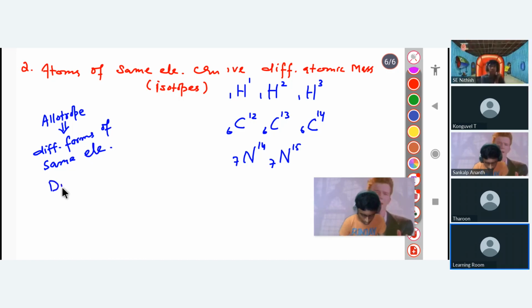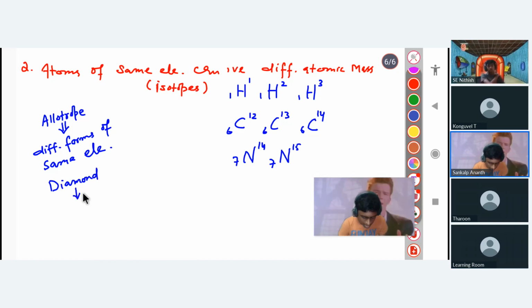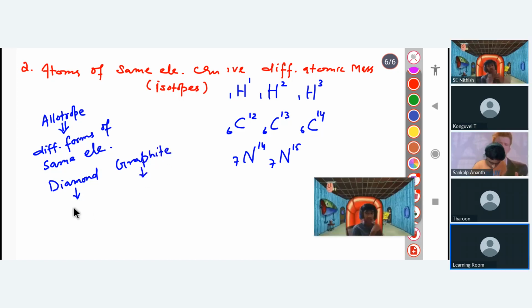For example, diamond is basically carbon, but it is put under high pressure and heat, so it forms a diamond crystal. Allotropes differ in their structure. For example, diamond has a tetrahedral structure, meaning each carbon is attached to four other carbon atoms. But in graphite, each carbon is attached with only three other carbon atoms. This is the difference in structure. You have to remember this.